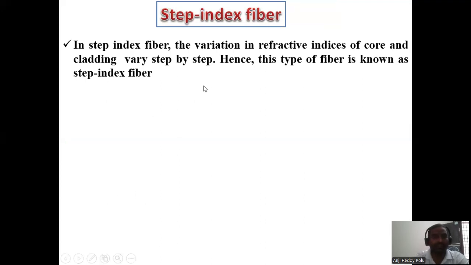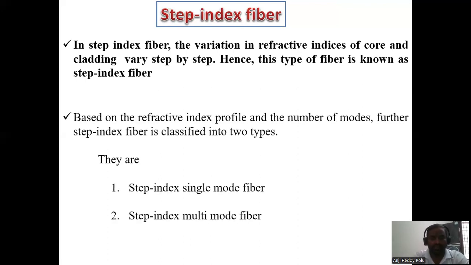In step index fiber, the refractive indices of core and cladding vary step by step. That's why we call this a step index fiber. Based on refractive index profile and the number of modes, step index fiber is further classified into two types: step index single mode fiber and step index multi mode fiber.